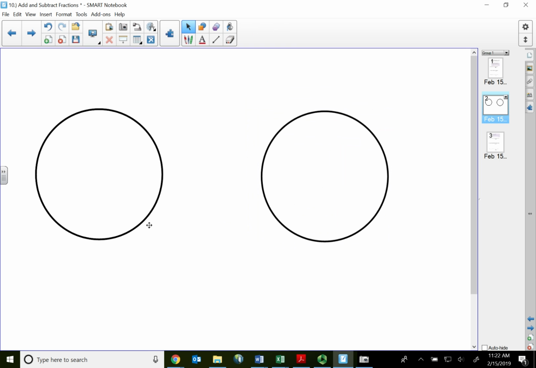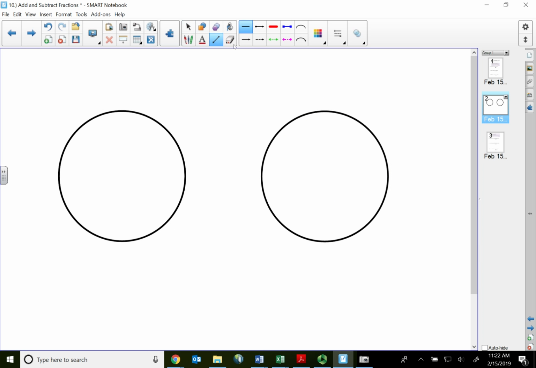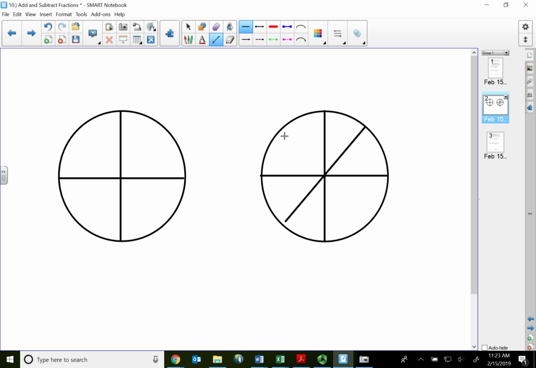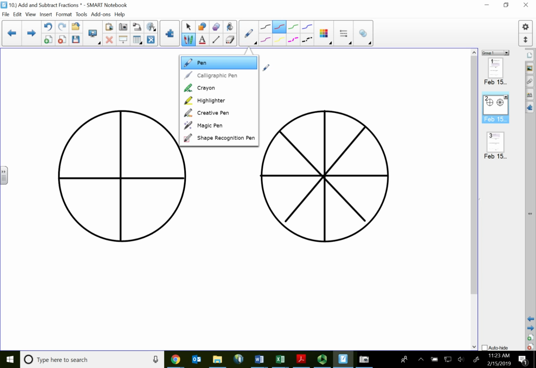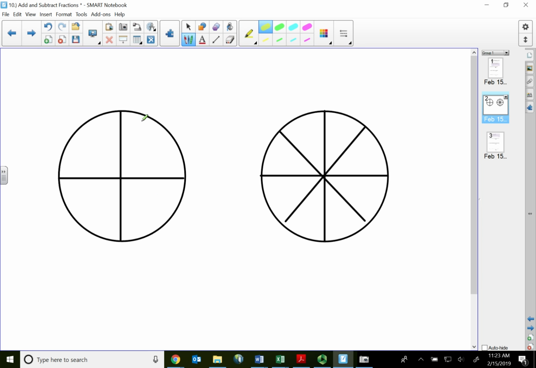Let's say the place I bought the pizza from made a mistake. The first large pizza, they only cut into 4 slices. The second one, they cut into 8 equal parts correctly. So let's just pretend. The first one was only cut into 4 slices, and I ate 1 out of the 4, for example.